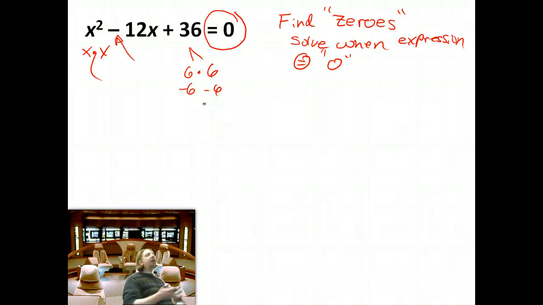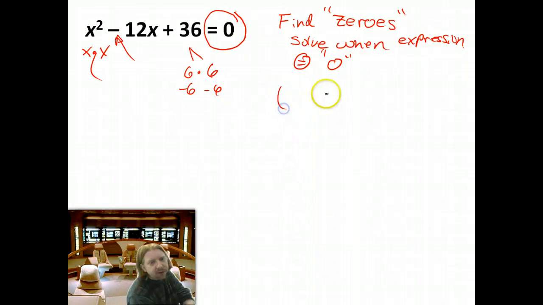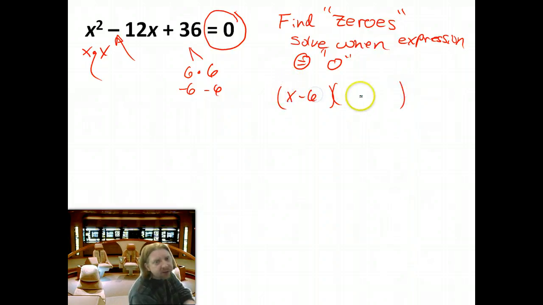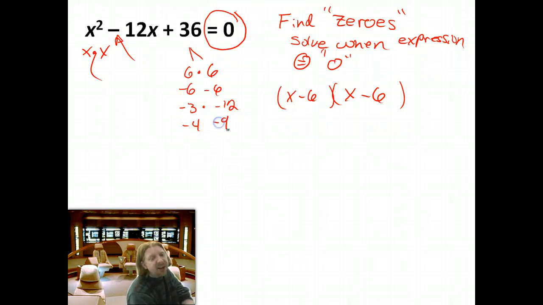Now, there's a lot of other combinations that'll get me 36, but I've got a lot of people kind of shouting out answers at me. So let's just cut right to the chase. Let's guess and check on a perfect square using negative 6. Let's see if that works out. Now, I should also bear in mind, it could be negative 3 and negative 12. Could be negative 4, negative 9. Lots of possible answers here.